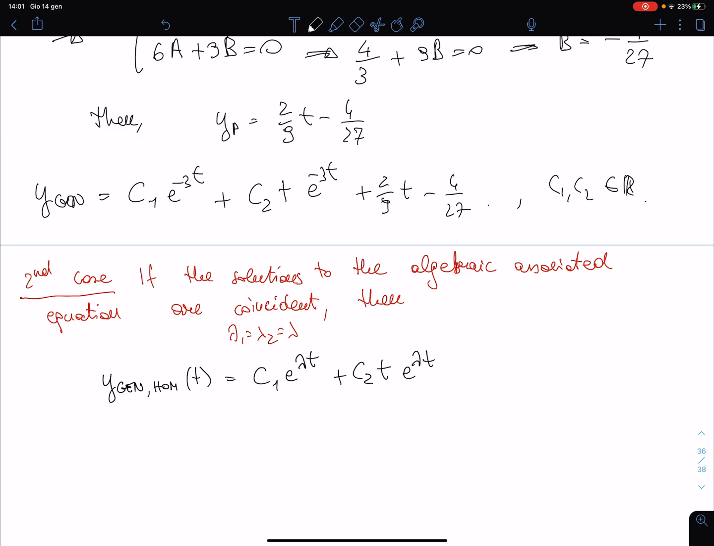Okay, and in the following video we will talk about the other case, which is the case with complex roots. Or should we see it now? No, let us see it in the next video.